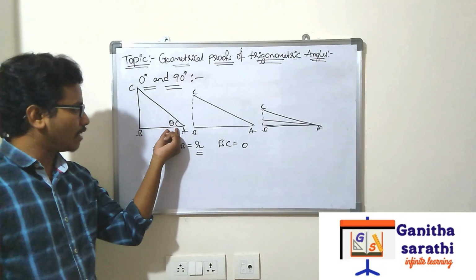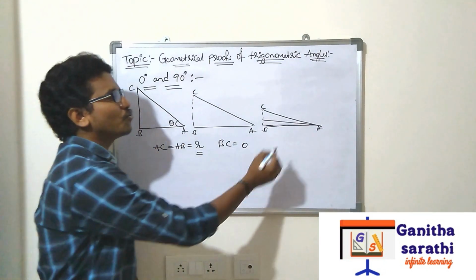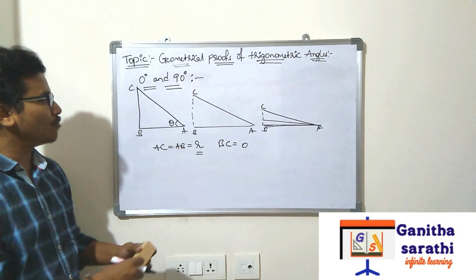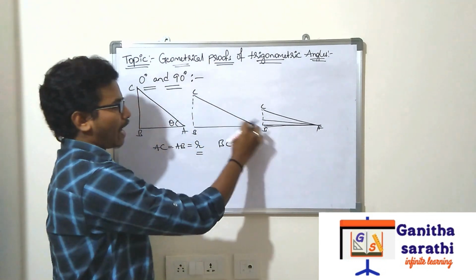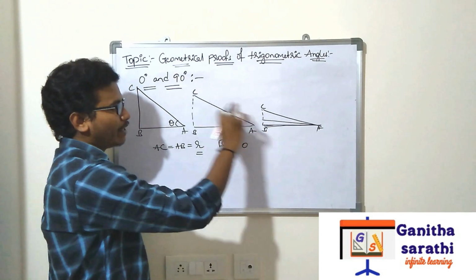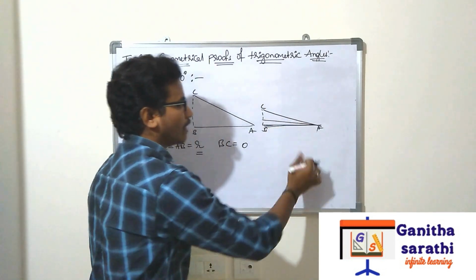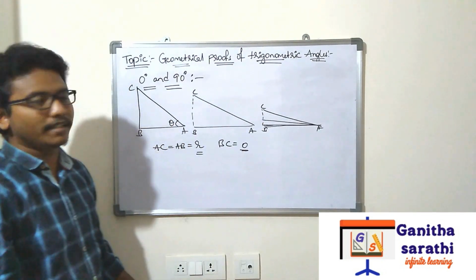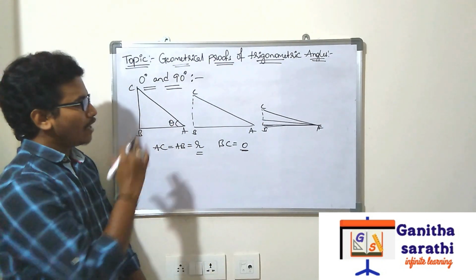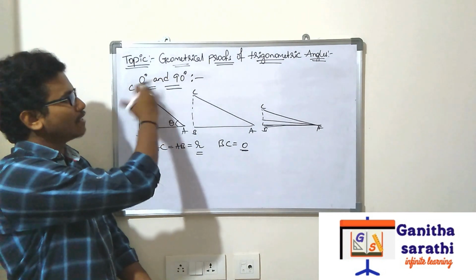If this is theta, this theta should be reduced to 0 degrees. For reducing that to 0 degrees, we have to decrease this angle. If you are decreasing the angle, then the BC length will be decreased. In the same way, the BC length will be decreased. At the last line, the BC value will be equal to 0. Now we have to find the values of sine 0 degrees.